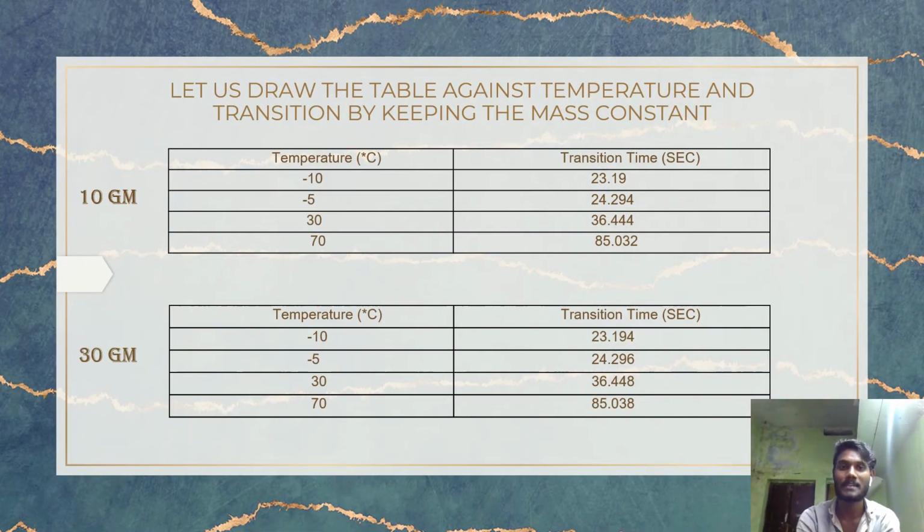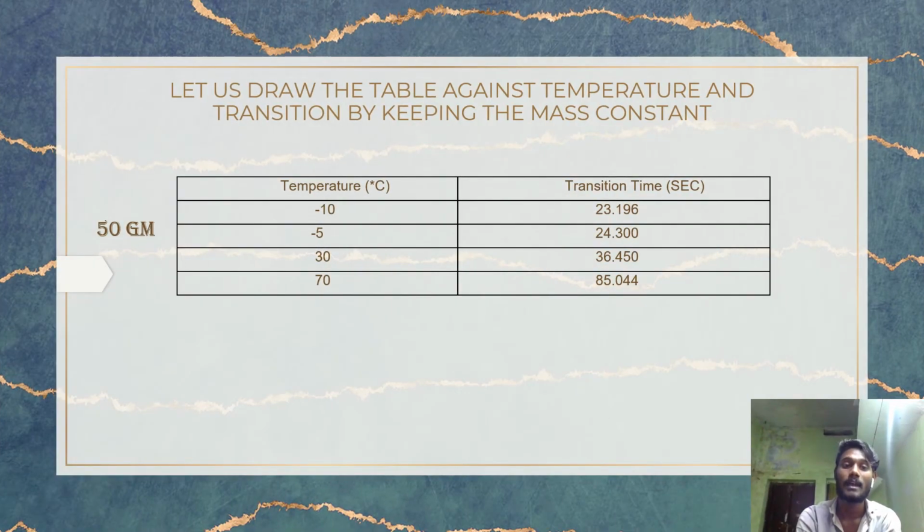Let us draw the table again of temperature and transition time, keeping the mass constant at 10 grams and 30 grams. At minus 10 degrees centigrade, the transition time is 23.19 seconds. At minus 5 degrees centigrade, the transition time we found is 24.294 seconds. And also at 30 grams mass, at minus 10, we get the transition time 23.194 seconds. At minus 5, we got transition time 24.296, and you can also see 30 degrees centigrade and 70 degrees centigrade transition times. And also at 50 grams mass, in the temperature and transition time table we can see at minus 10 degrees centigrade, the transition time we get is 23.196 seconds. At minus 5, transition time 24.300 seconds, and so on.